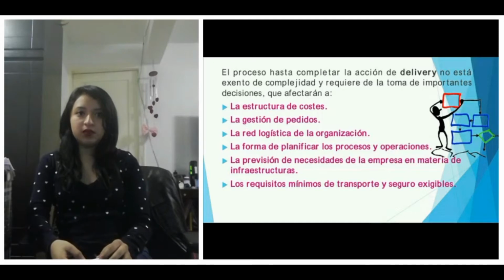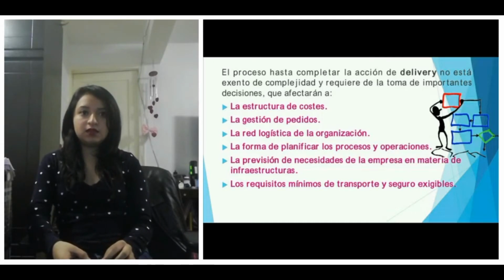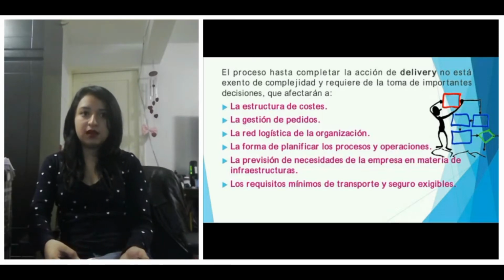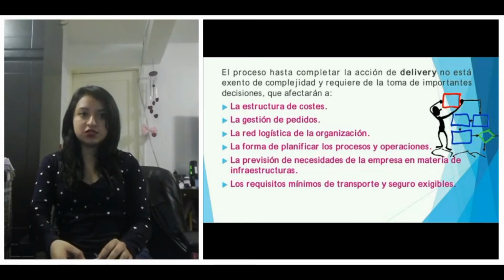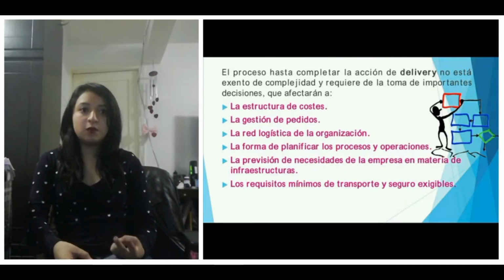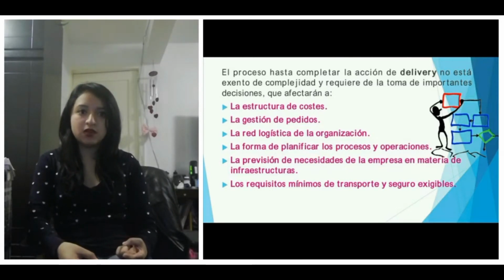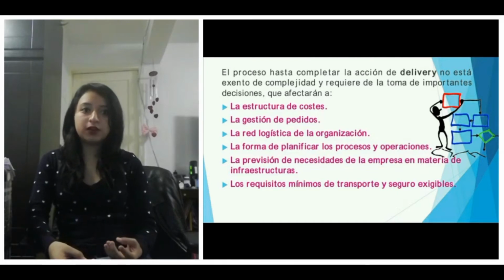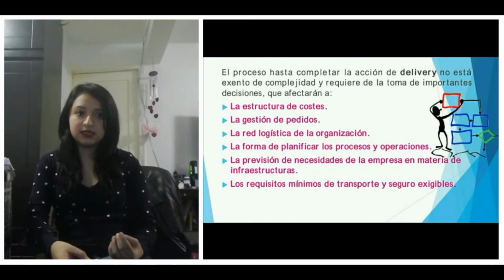The process to complete the delivery is complex and requires important decisions which will affect the cost structure, the order management, the logistic networks of the organizations, the way we plan the process and operations, the forecast of the company's needs in terms of infrastructure, and the minimum requirements for transportation and insurance.